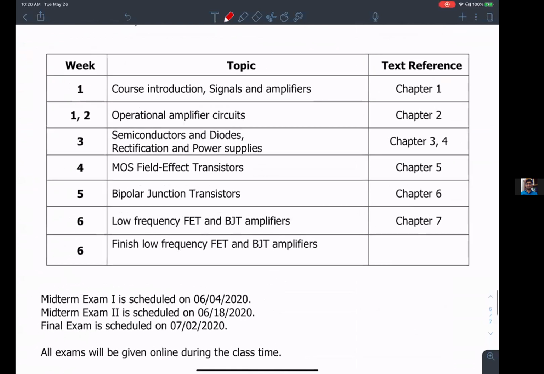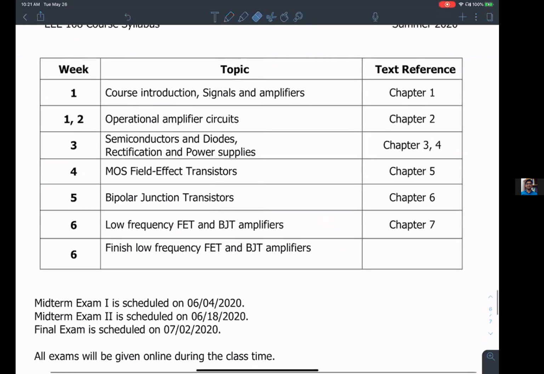So here is a week by week breakdown, and if you care about the chapter numbers in the textbook, that's there as well. In the first week we are mostly going to talk about chapter 1. The second week is when we'll talk about operational amplifier circuits. Then we talk about diodes, MOSFETs, bipolar junction transistors, and then use these bipolar junction transistors and field effect transistors to build some interesting circuits, amplifiers. That's the outline for the course.